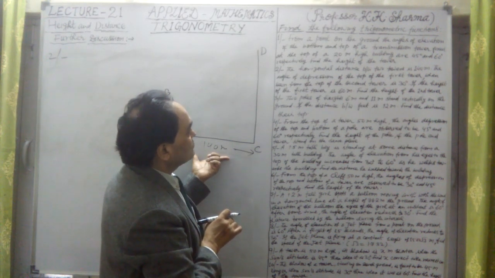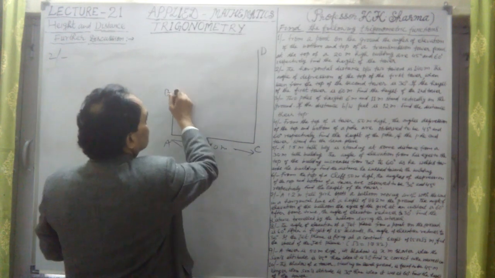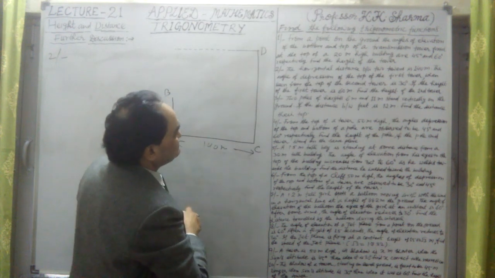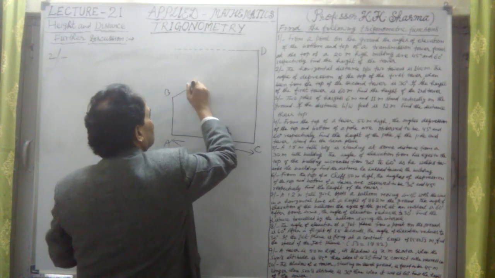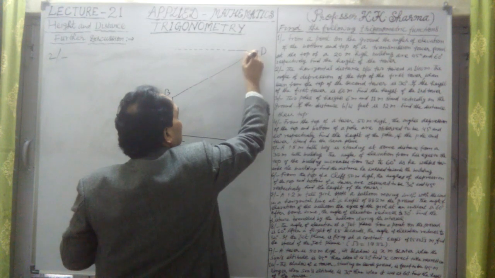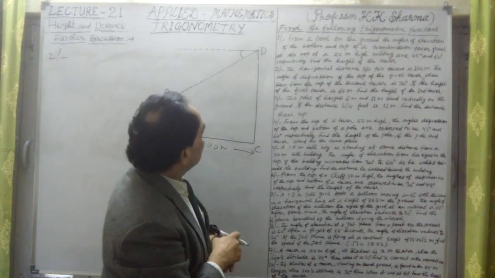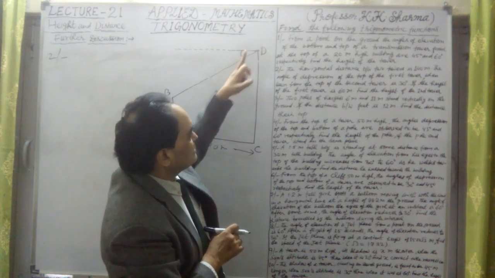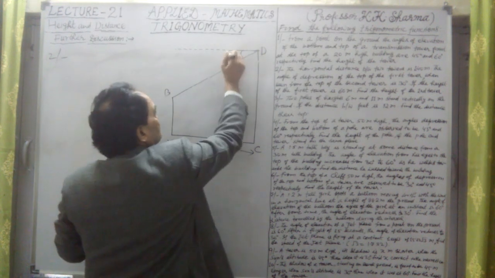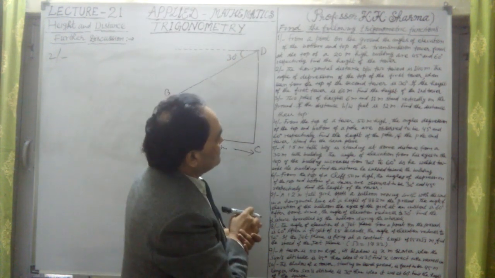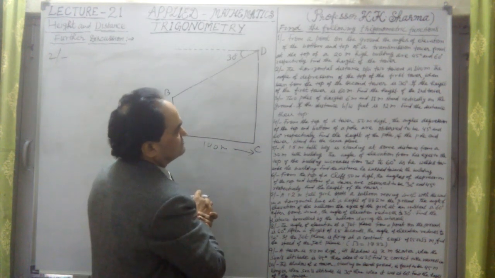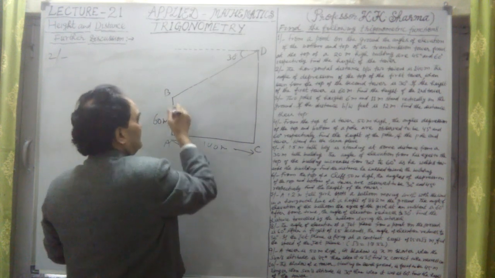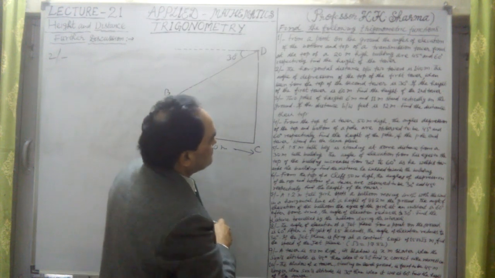The angle of depression of the top of the first tower, when seen from the top of the second tower, is this angle. From the top of the second tower we are watching toward this, and it is a 30 degree angle of depression. If the height of the first tower is 60 meter, this is 60 meter here. This is given to us.